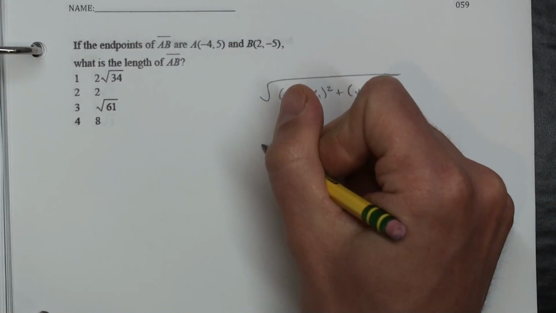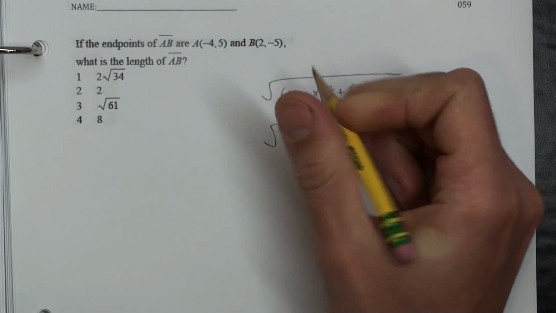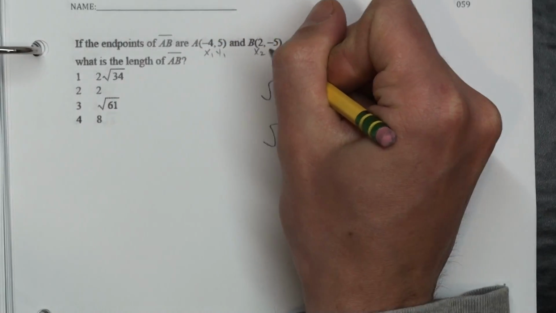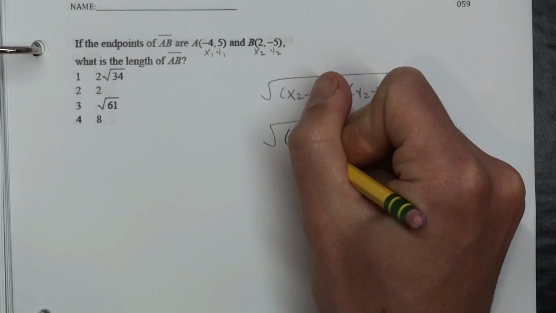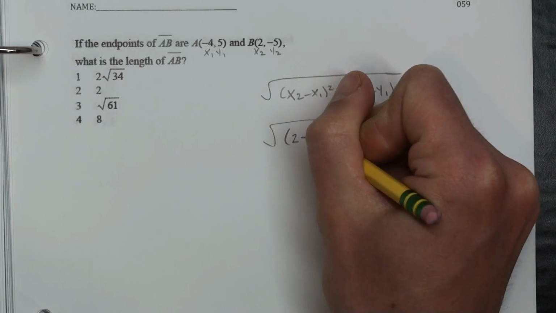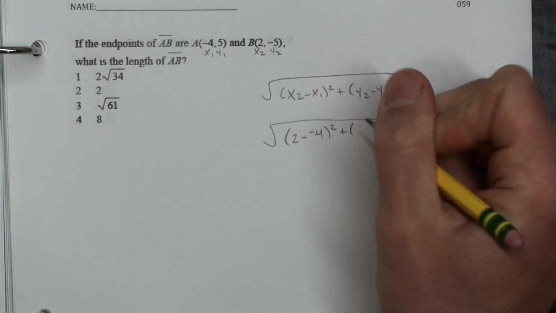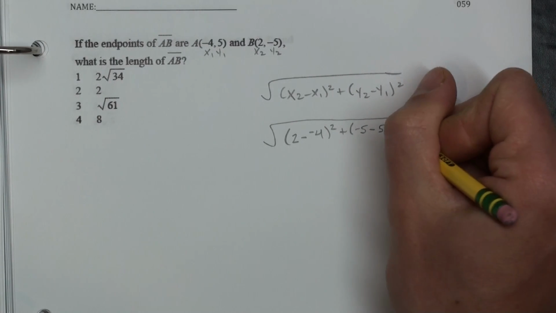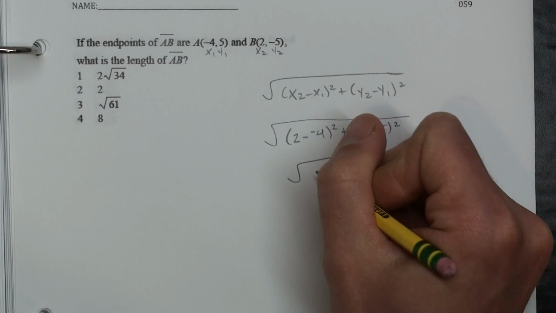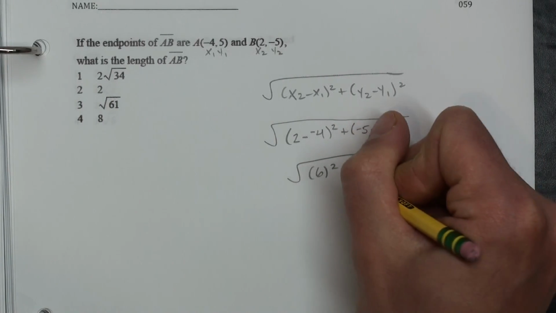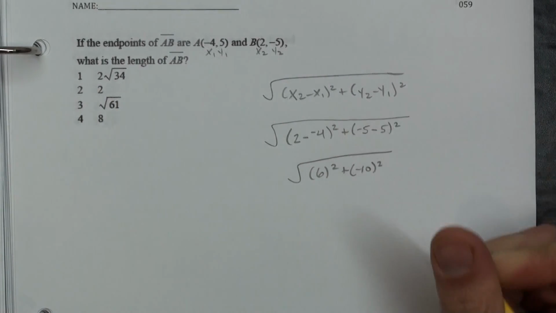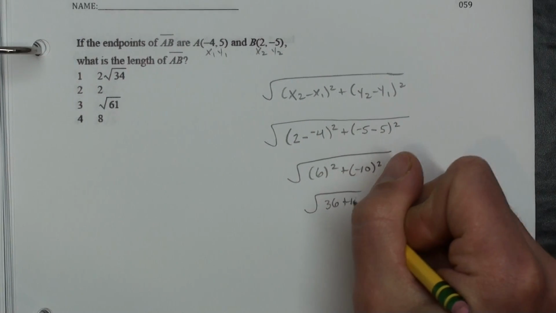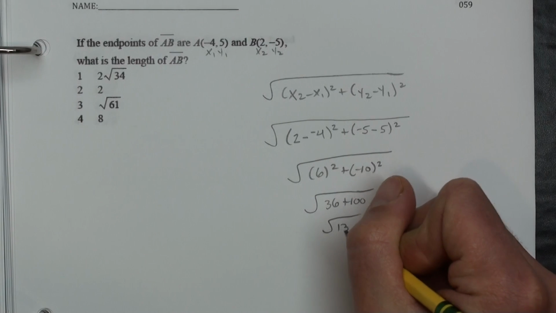So, square root. I'll make this x1, y1 and this x2, y2. So 2 minus negative 4 squared plus negative 5 minus 5 squared. So that's the square root of 6 squared plus negative 10 squared. Make sure everything's in parentheses. That's the square root of 36 plus 100, the square root of 136.